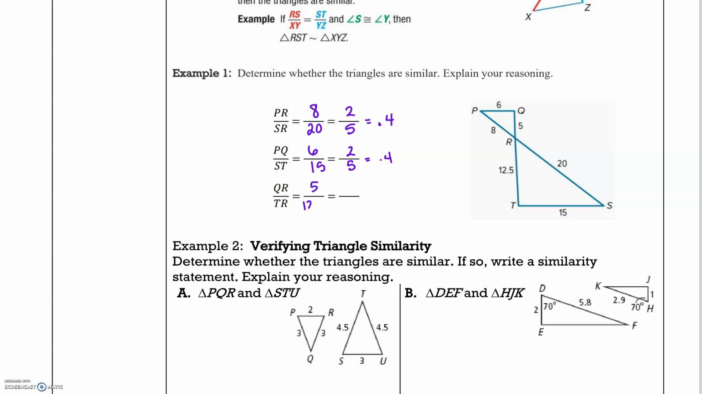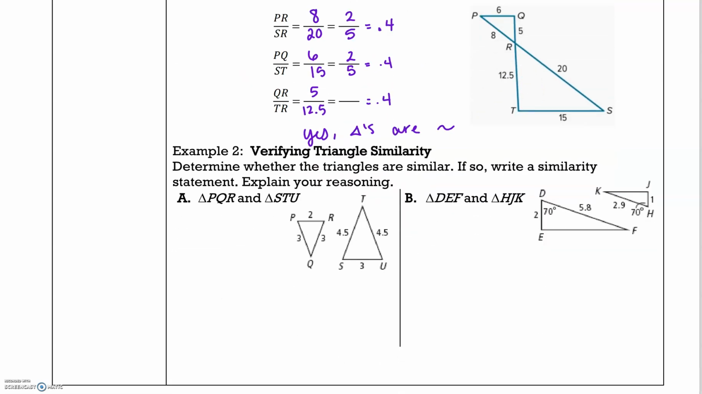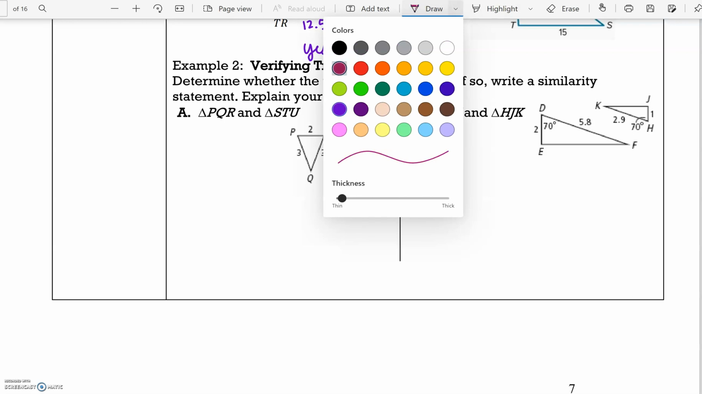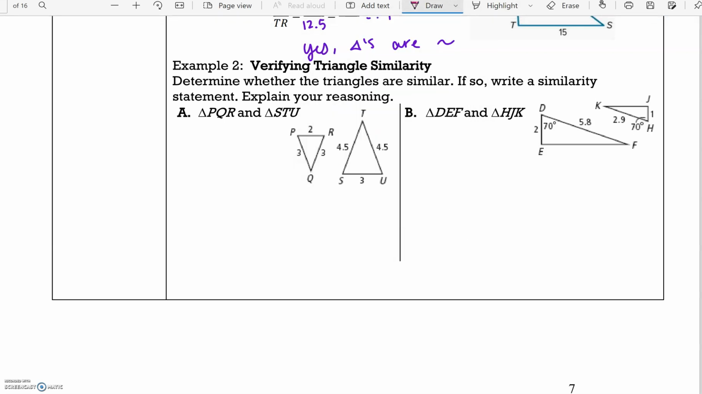And then this one is going to be 5 over 12.5, which, how would we reduce that? Because it's a decimal. So again, 5 divided by 12.5, if we do that in our calculator, we can see it is 0.4. So these are all proportional, and so yes, triangles are similar. Sometimes just changing it into a decimal to compare might assist you if you're not the best at reducing.